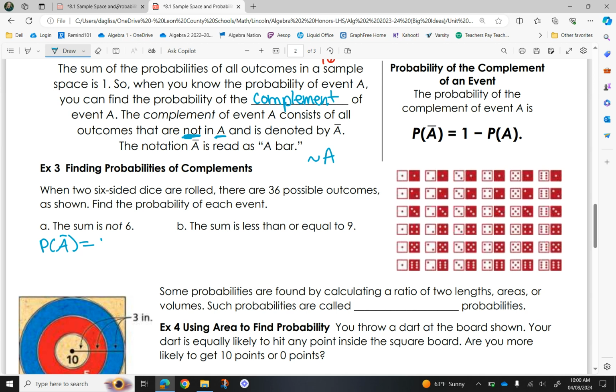So 1 minus the probability of a sum of 6. He took out the ones that were a sum of 6: 5 and 1, 4 and 2, 3 and 3, 2 and 4, 1 and 5. So 5 of them are a sum of 6. If we take those out, that's 31 over 36, which is about 0.861.